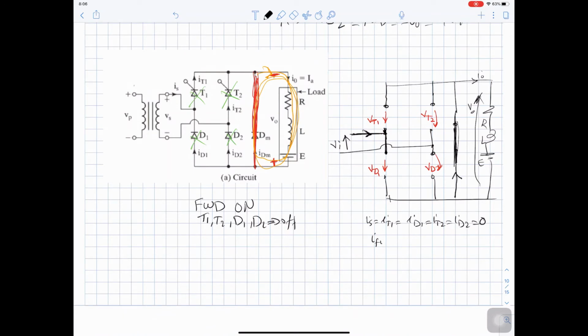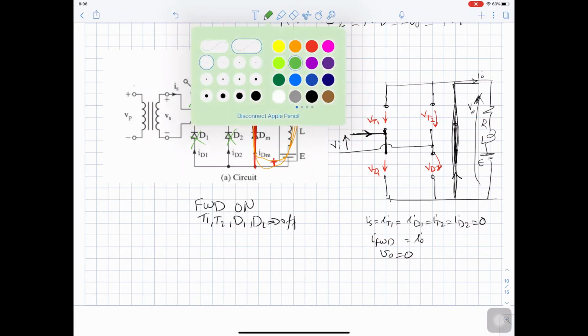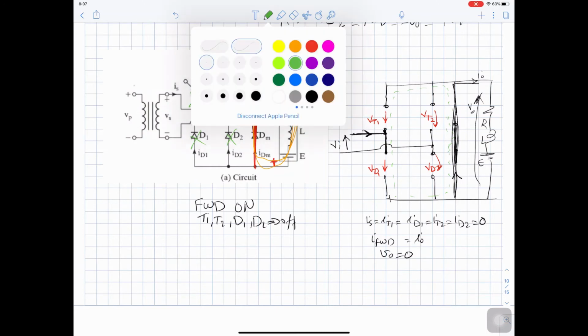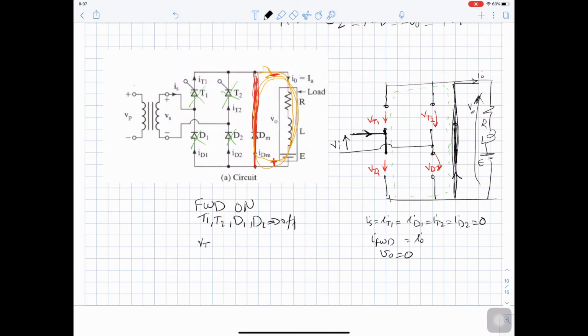I freewheeling diode will equal to I out. V out is 0 because you have the freewheeling diode shorting the output. The tricky part here is how we can find V diode and V thyristor. So if you do KVL in this loop, you can see that V thyristor 1 plus V diode 1 equal to 0.